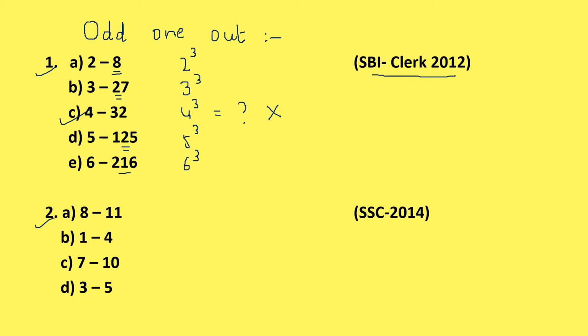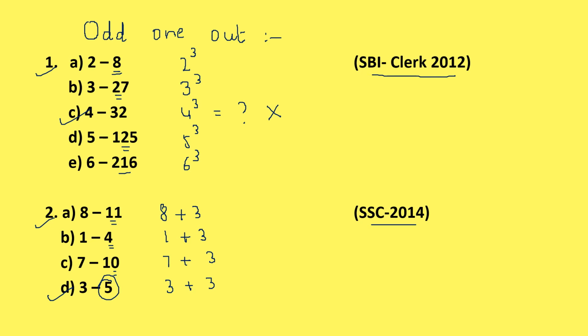In the second question, again, we'll be looking for the similar relation between the options that are given to us. If we add 3 to 8, what do we get? We get 11. If we add 3 to 1, we get 4. If we add 3 to 7, we get 10. And if we add 3 to 3, we do not get 5, instead we get 6. So D option is the one which is not following the trend which the other options are following in question number 2. So D will be the odd one out here. This is a previous year question from the SSC exams for the year 2014.